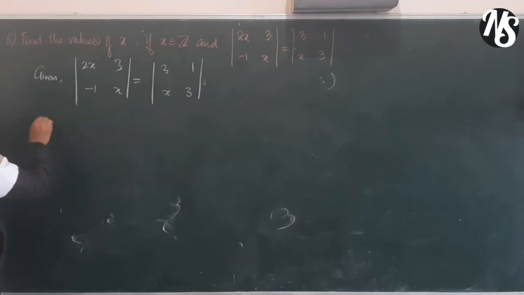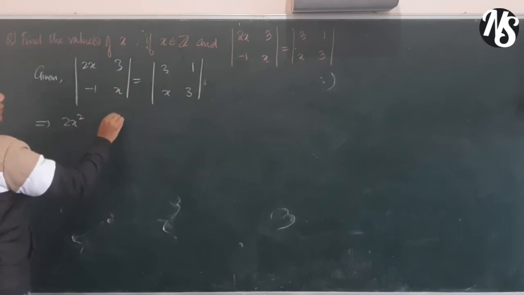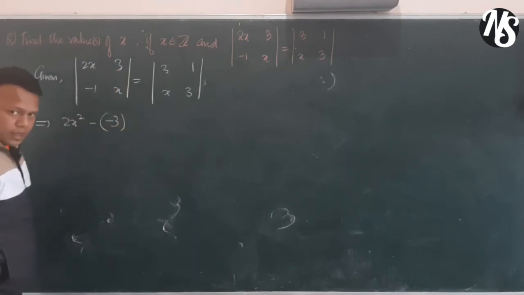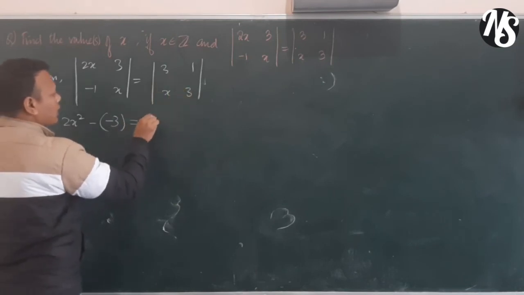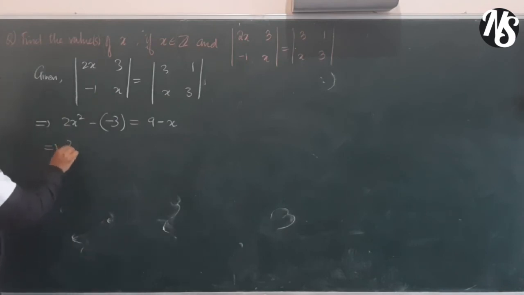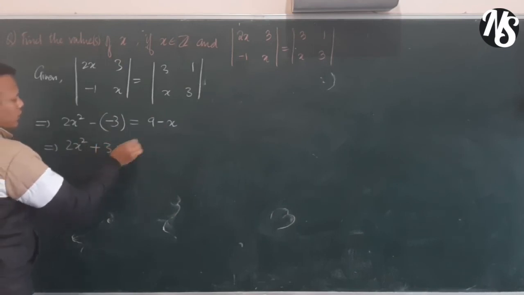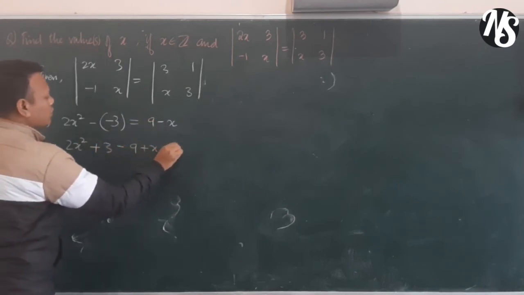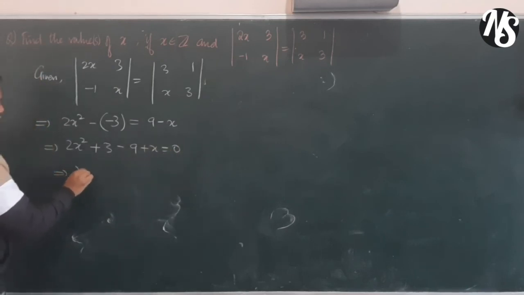In such questions, we have to evaluate the determinant. Do the cross multiplication. So 2x into x is 2x squared, minus 1 into 3 is minus 3, in the middle comes sign minus, equals 3 threes are 9, minus x into 1 is x. So this is 2x squared plus 3, so bring this out here, minus 9 plus x equals 0. So from here you get 2x squared plus x minus 3 equals 0, isn't it?